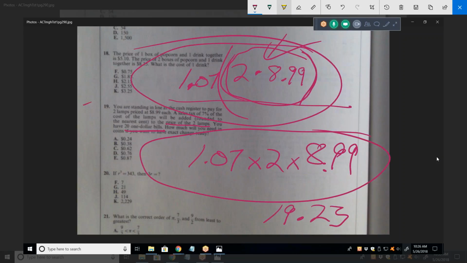Whoa, hold on. I got to erase some of this stuff so I can read that question. How much will you need in coins if you want to have exact change ready?